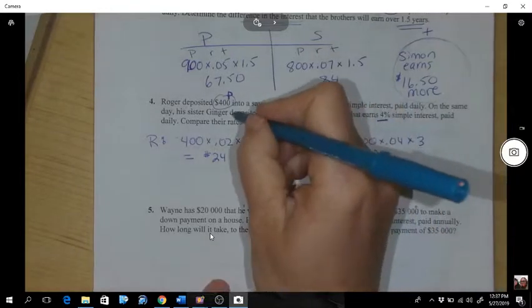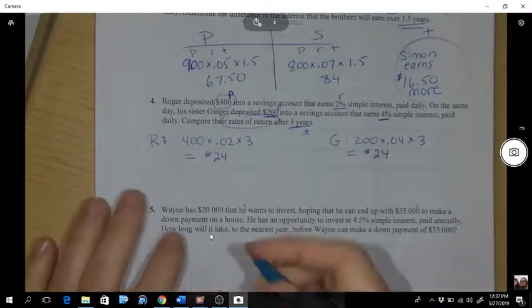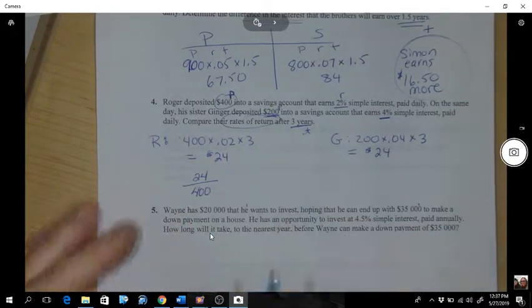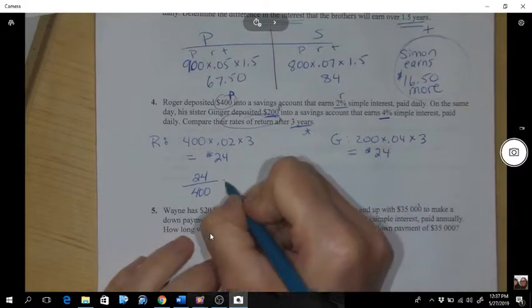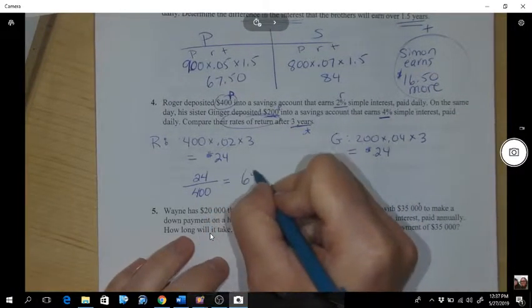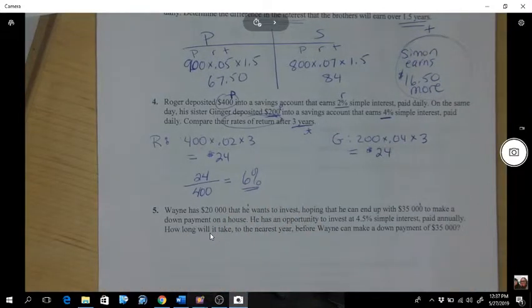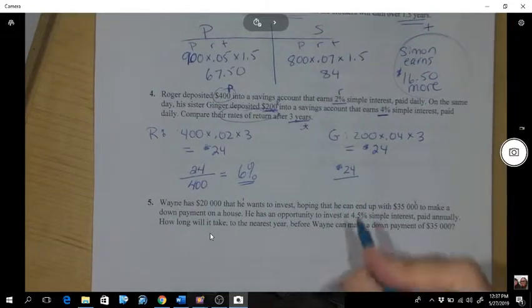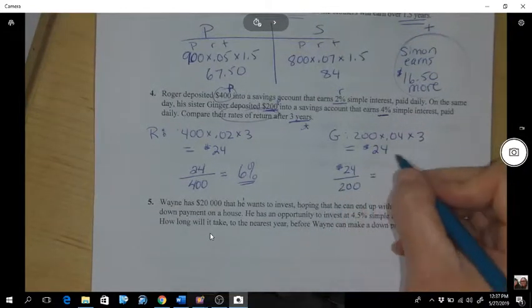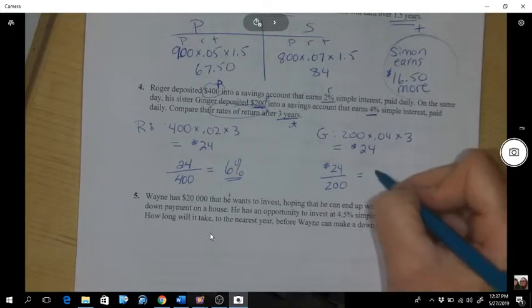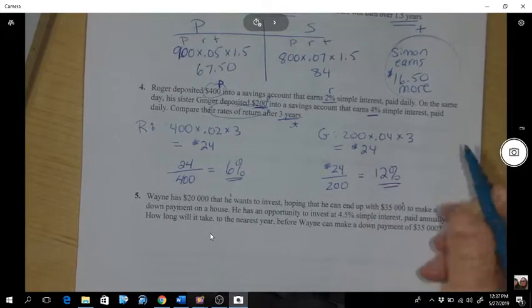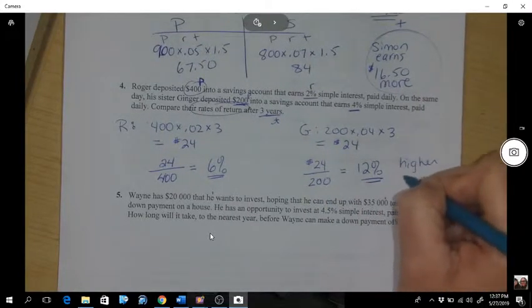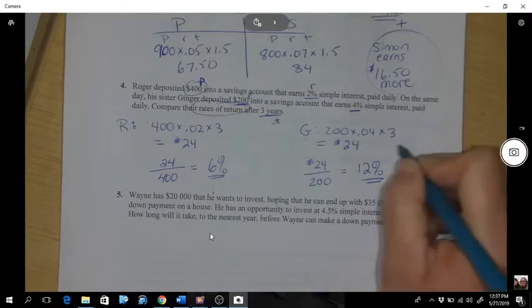But the question is asking for rates of return. So Roger got $24 of interest out of his $400 investment. So dividing that, you get 0.06, so that's 6% return on his investment. And Ginger had an investment of $200, so that ends up being 0.12, so 12% return on investment. So Ginger had a higher rate of return, so this is a better investment.